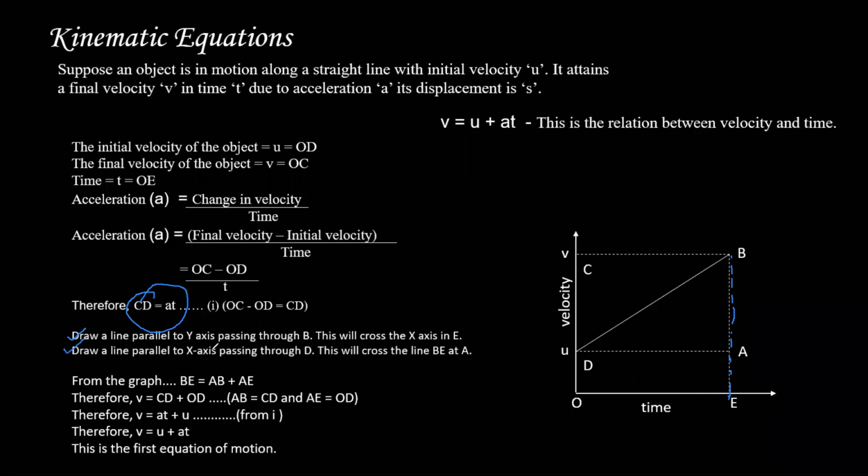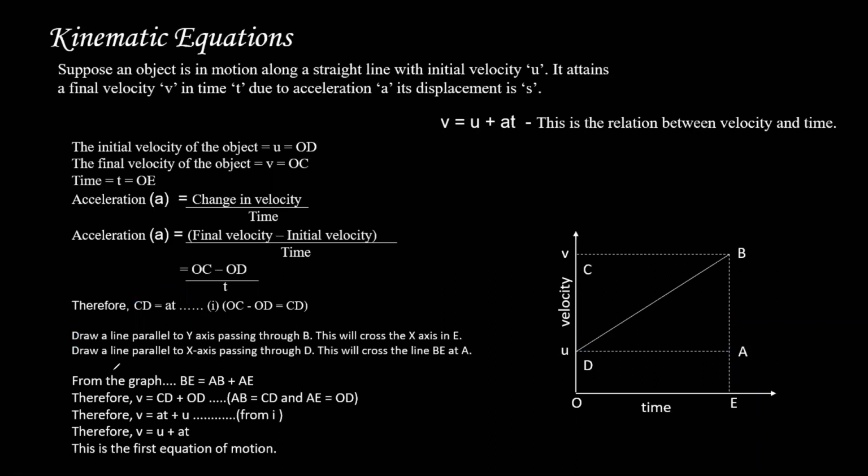Draw a line parallel to the x-axis passing through D. The same thing. From here, create a line like this. And call this point D. And where these two lines meet, that is point A. So this is point A over here. Okay. So we have our basic diagram.